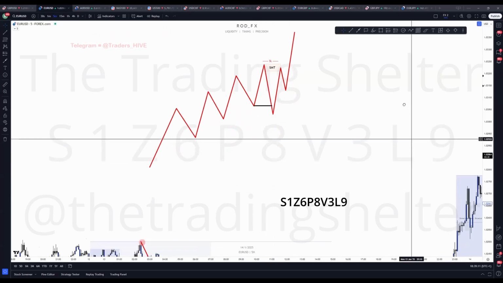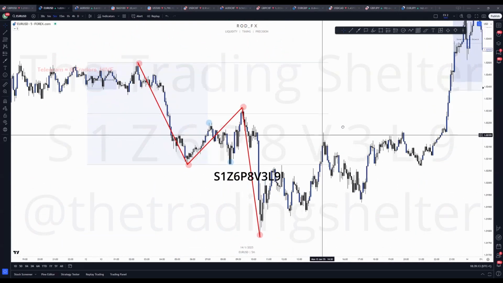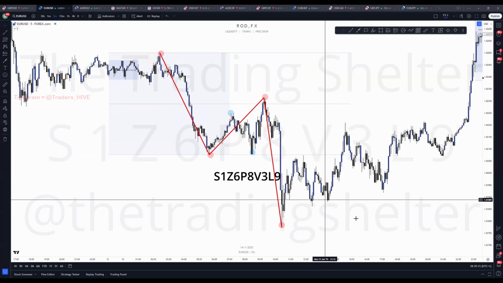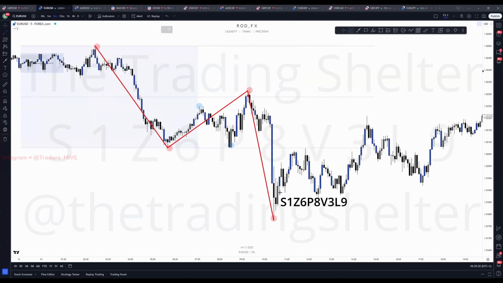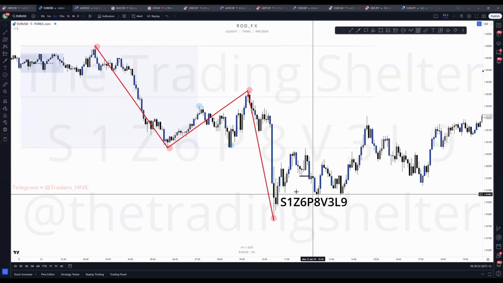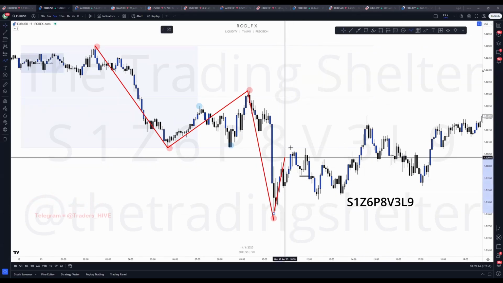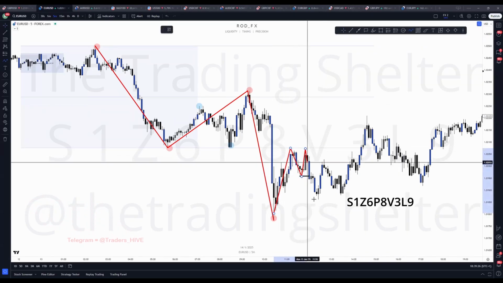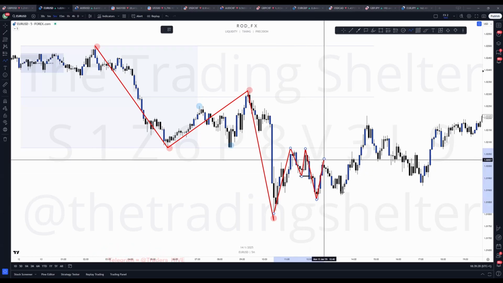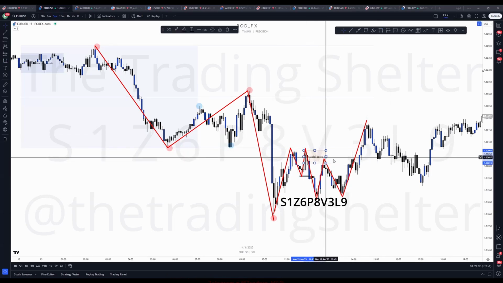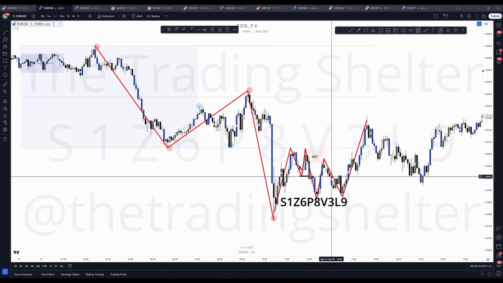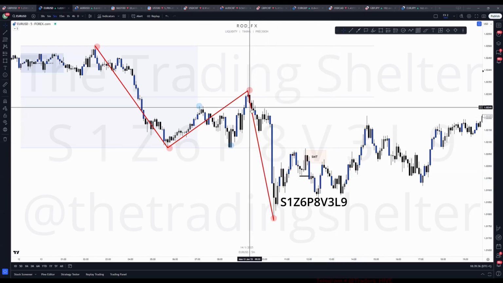Because when it comes to marking up in hindsight, I noticed that a lot of people mark up FBOSs the wrong way. Let's say they would put this as an FBOS, right? Because this one fails to make a new high, makes a new low, creates a reaction, and then does this. People would mark this as an SMT. Are you one of them? Yes or no?